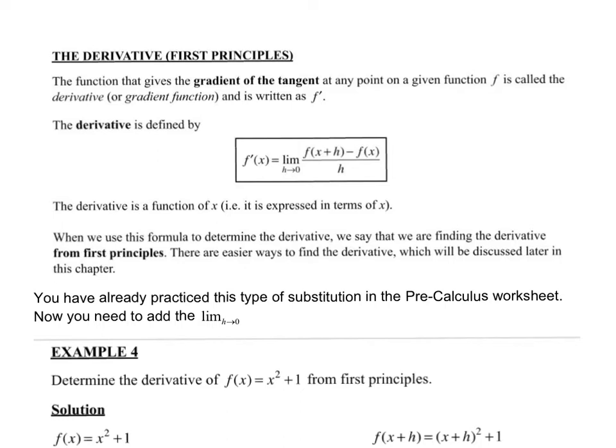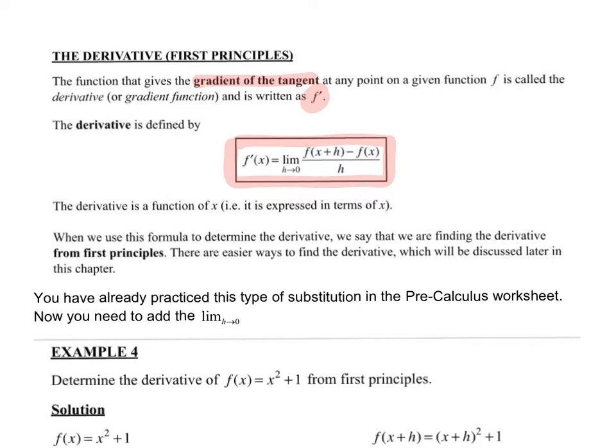Please watch it. So the derivative, the gradient at a certain point on a curve, using the specific formula from first principles, is given by this formula. Right, so again, just a recap. Derivative means gradient at a point, or gradient of a tangent at a point on a function. Right, and we use the notation f dash.